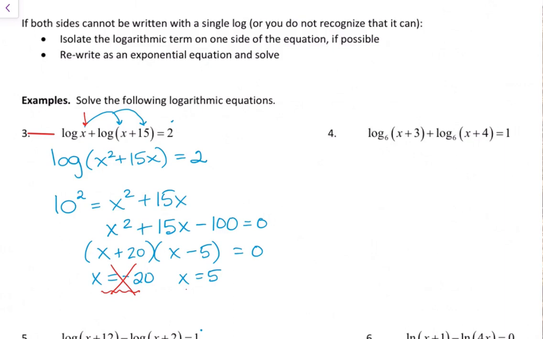Now if I check my 5, if I plug 5 into the first argument, that would be positive. If I plug 5 into the second argument, 5 plus 15 would be positive. So I do get to keep that solution.